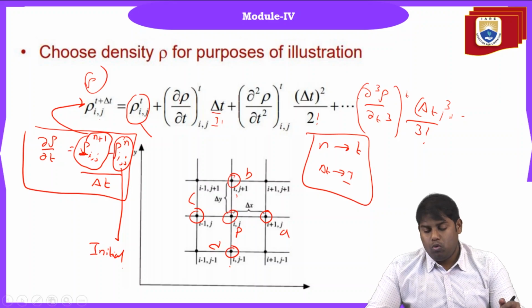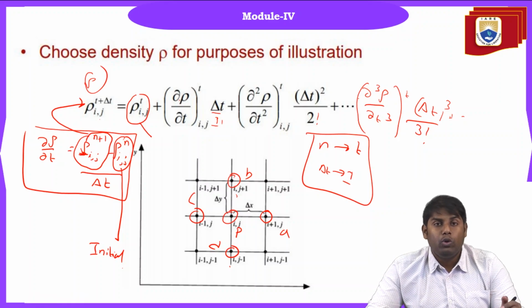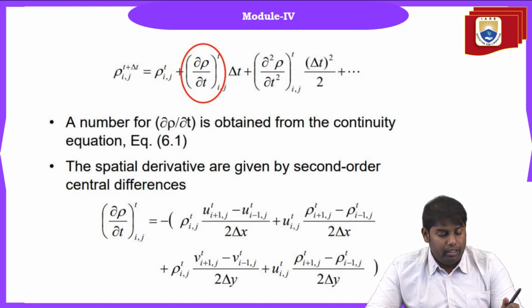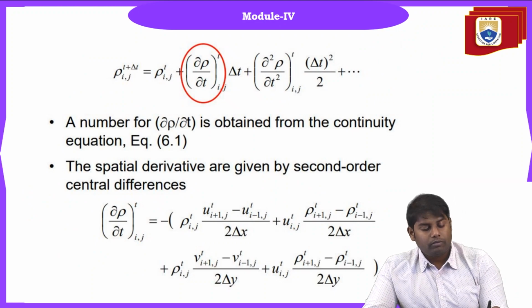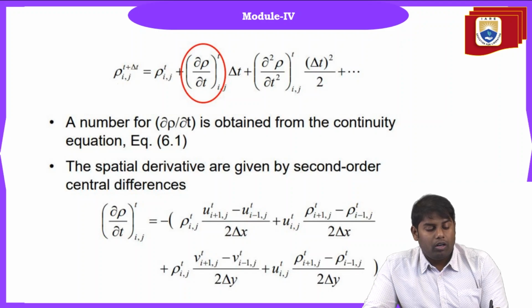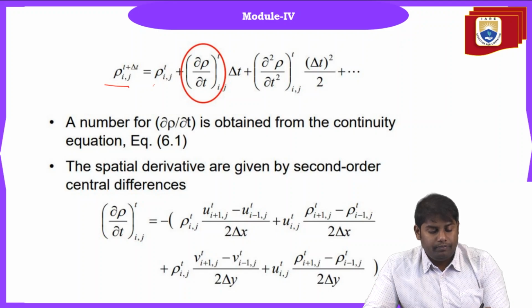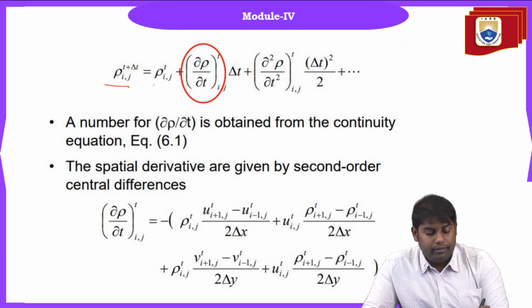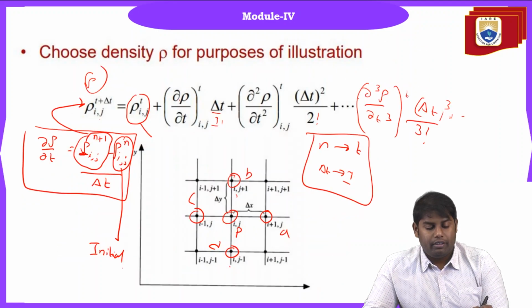Fine. Now these formulations we will use to substitute those values in the finite difference formulation. Here we will see in detail. Now you can see, consider the density term. Your rho of i, j to the power of t plus delta t. Here ∂rho/∂t. This ∂rho/∂t is nothing but our equation.